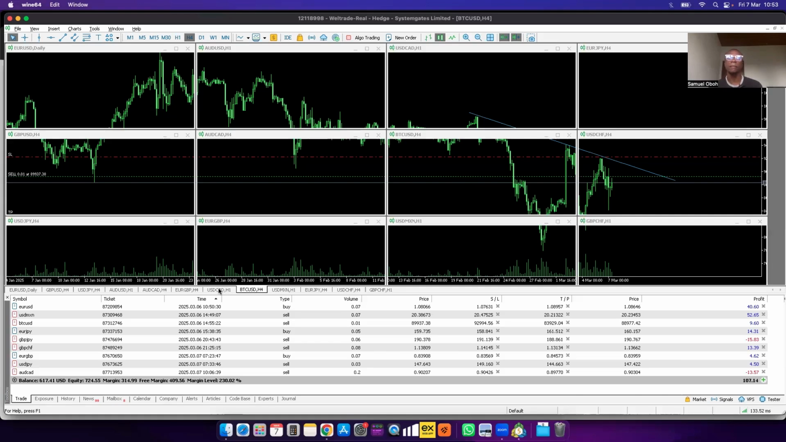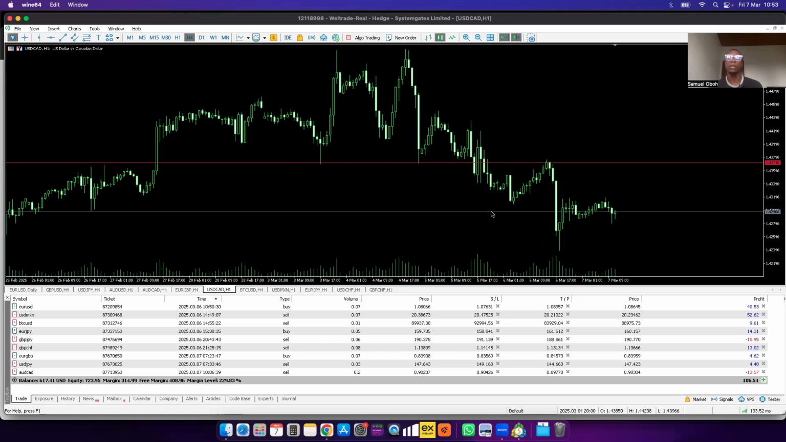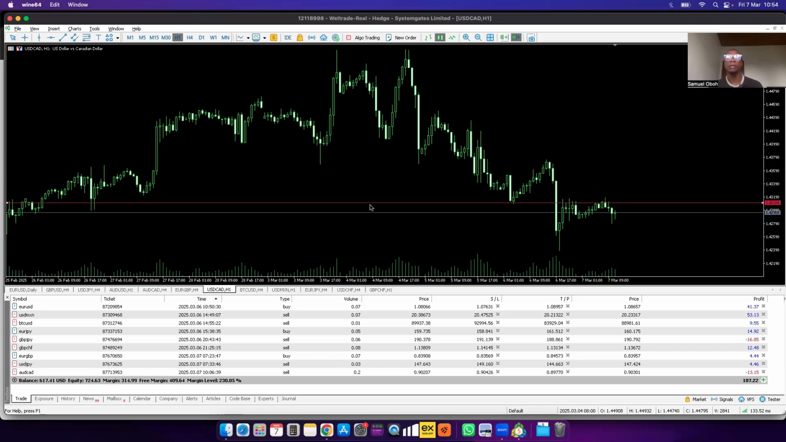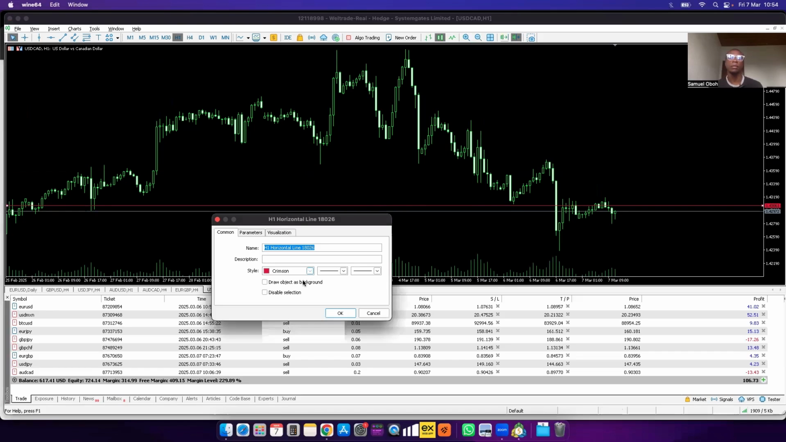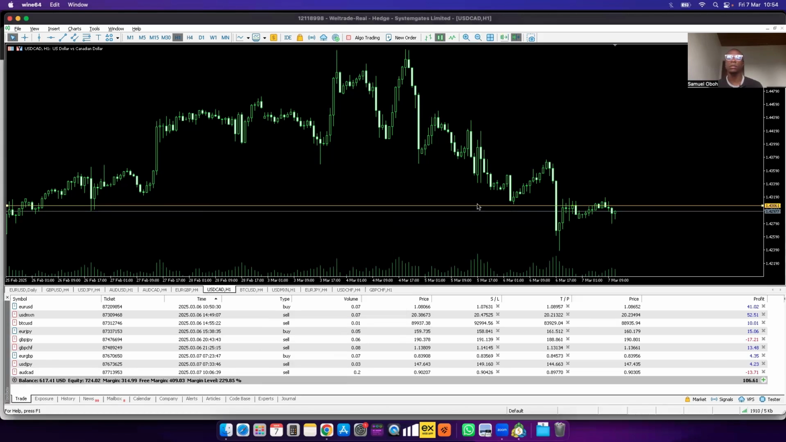Because if I go to USD CAD, I want to show you something that happened. So I had a trade and I had my TP. Let me make this a brighter color so you can see clearly. I am using MT4 just so that I can show you my active trade.